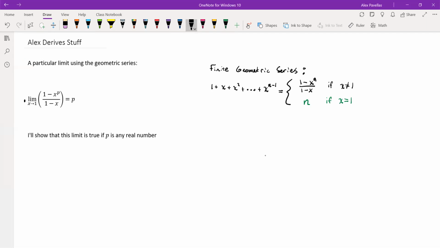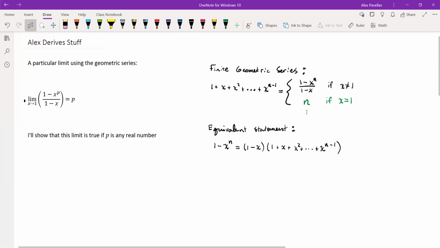Okay, and this is equivalent to saying that if I take 1 minus x to the n and I factor it, that's the same thing as 1 minus x times 1 plus x plus x squared plus plus x to the n minus 1, right? So there's one view of this finite geometric series that is this, oh, is this a result of factoring this particular polynomial? Okay, and we don't need the special case where x is equal to 1 for the equivalent statement because the idea is that this is true no matter what x is. So both of these things are true for all x.